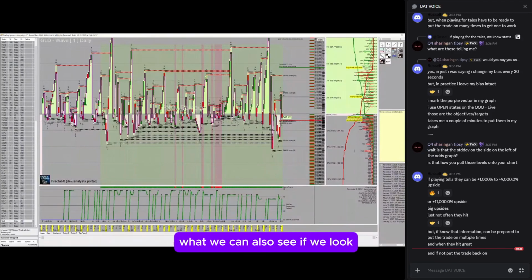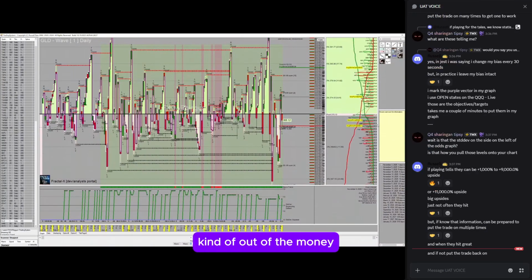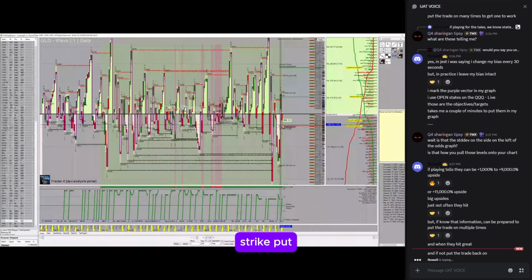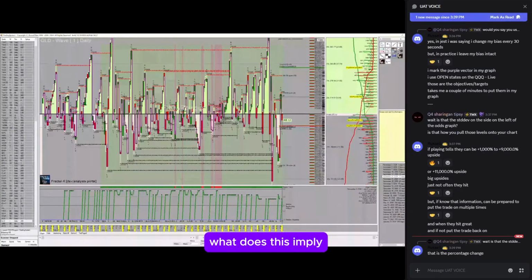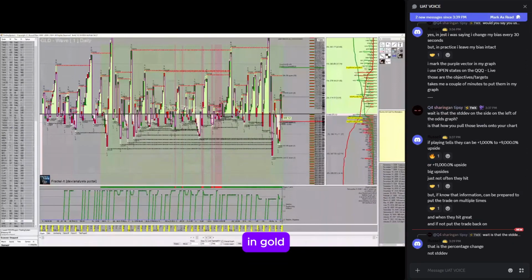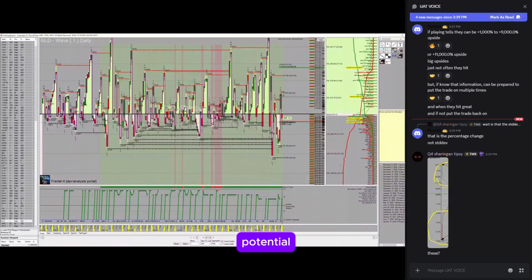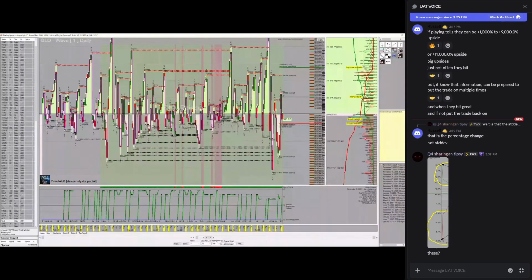What we can also see if we look to the downside is a pretty significant amount of out of the money speculative put exposure. We have our average strike put. What this implies to me is that we potentially have more downside in gold brewing here, meaning there's a lot of potential if we can break very minimally below last week's lows and stuff like that.